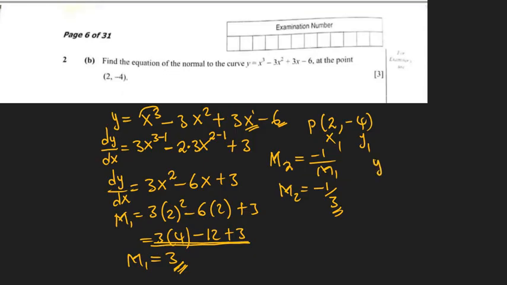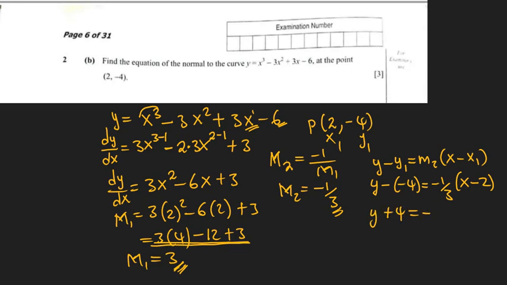Then get your equation. y minus y1 is equal to m2 times x minus x1. What is y1? Negative 4. m2 is negative 1 over 3. x1 is 2. So this will be negative 1 over 3x, then this will be 1 over 3 times 2, also it will be 2 over 3, because the 1 is multiplying these 2.